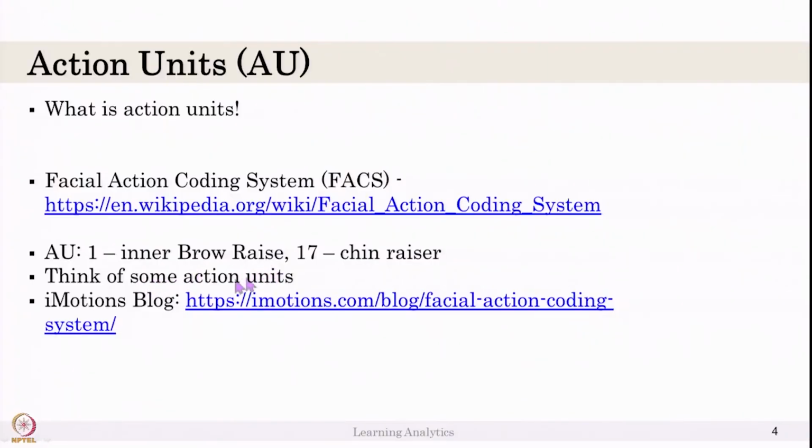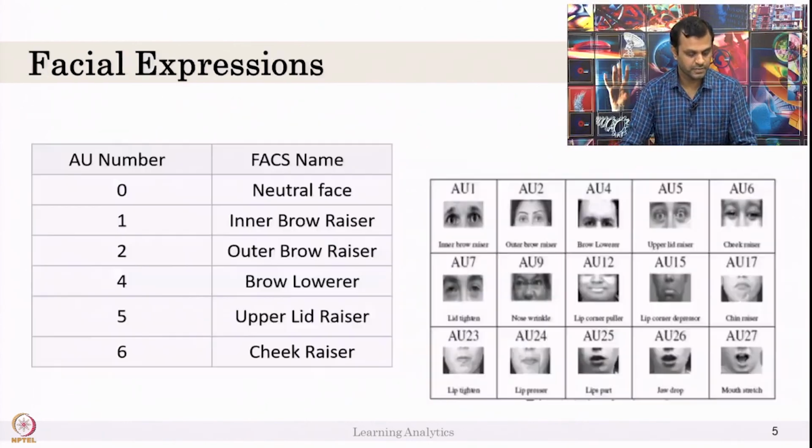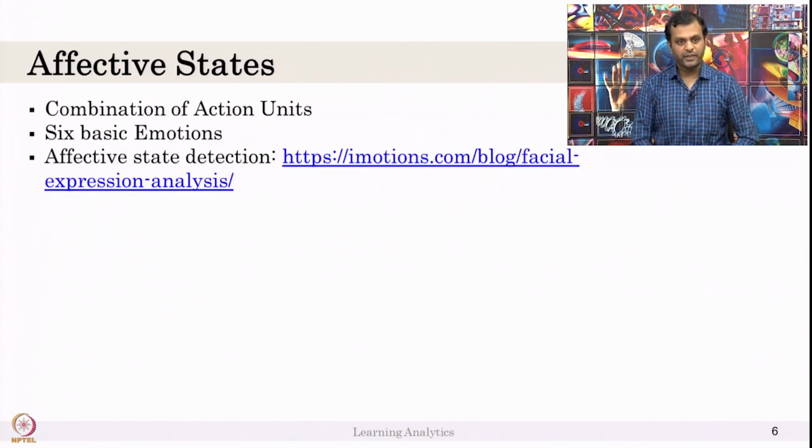Let us go back to the slide. Some of the action units we thought about, we checked in the blog again, and how to combine them automatically we will see. There are more examples, AU1, AU2, with figures and pictures, you can check those details here, and the iMotions blog I showed is really helpful to understand that. So, what is affect? It is a combination of action units, like the 6 basic emotions. And how do we detect these affective states?